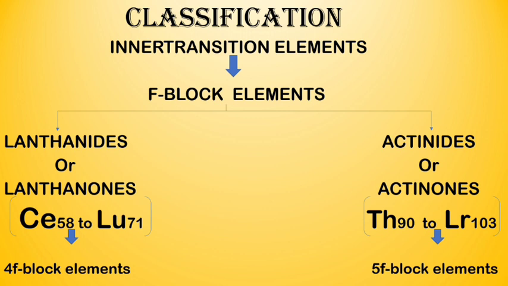In lanthanides, the last electron enters the 4f orbitals, that's why they are also called the 4f series. The elements of lanthanides, cerium to lutetium, have similar properties, that's why they are studied in a period separately. Lanthanum is the prototype of lanthanides. Lanthanides are also called lanthanones or rare earths.